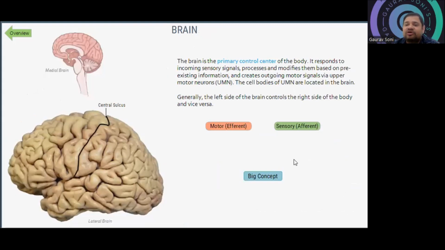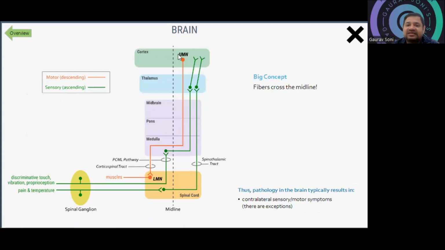The brain itself is a very big topic. You can simply understand it as the primary controlling center having two parts, motor and afferent. The big concept you can understand here is this: you can see the motor cortex part, fibers cross in the midline. The bigger concept is that fibers cross in the midline. You can see the upper motor neuron. Then these are other fibers which are again crossing in the midline only. So the dotted line is the midline, and they cross it via the PCML pathway or corticospinal pathway, then go to the lower motor neuron. Thus, pathology in the brain typically results in contralateral sensory or motor symptoms. But there are always some exceptions which we should keep in mind.